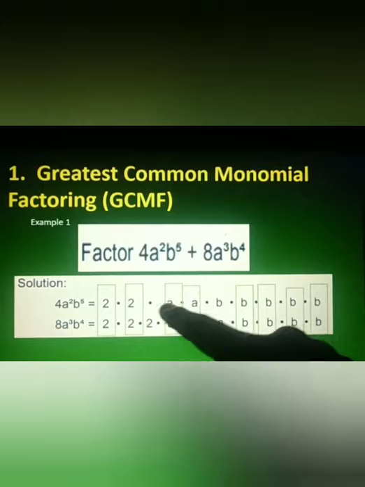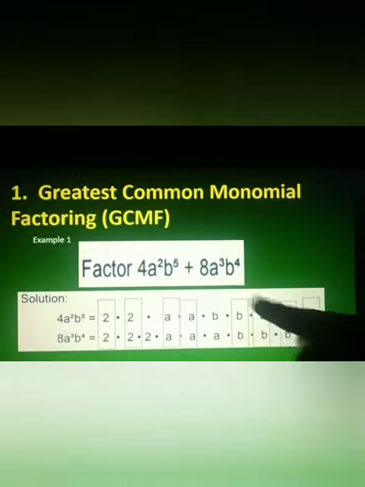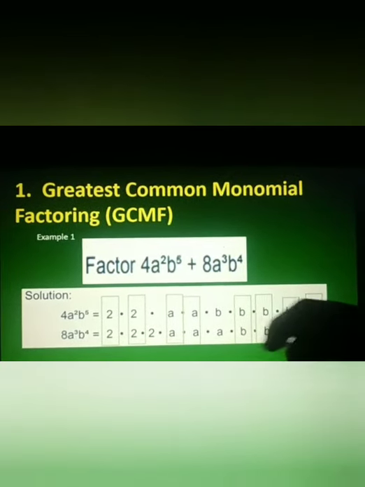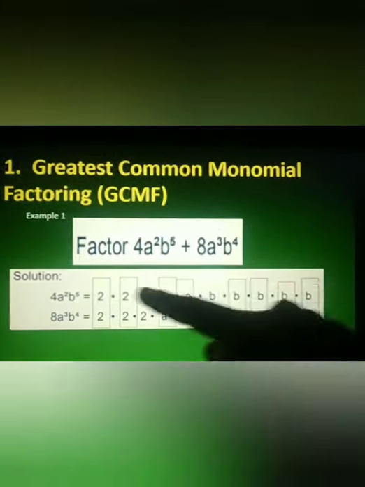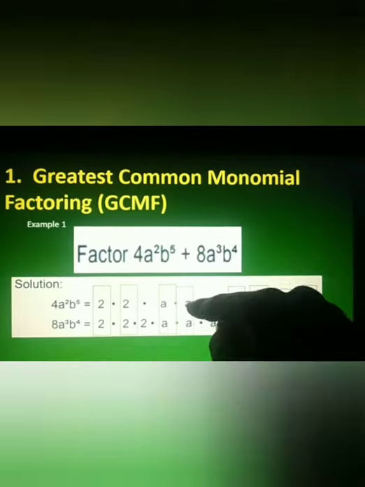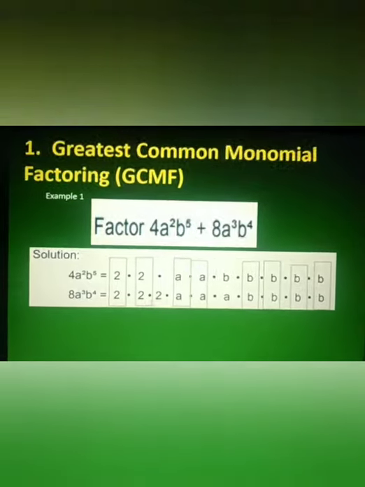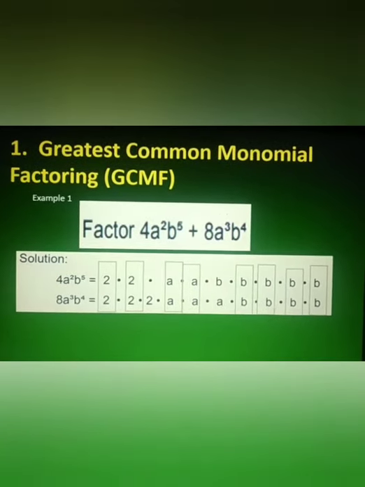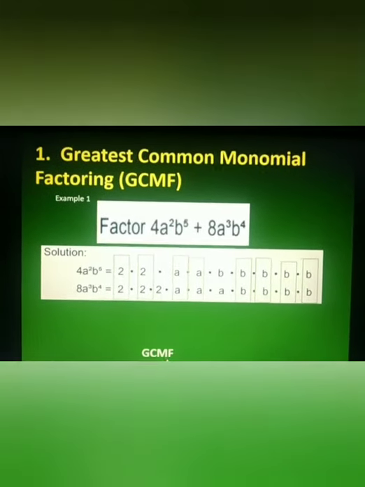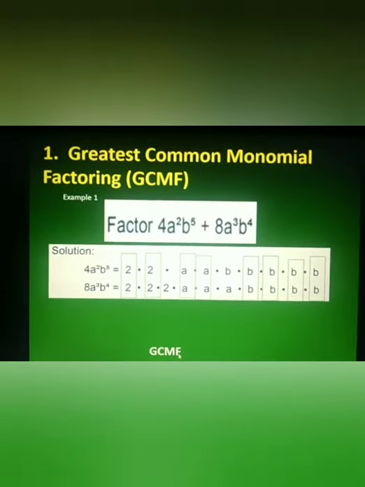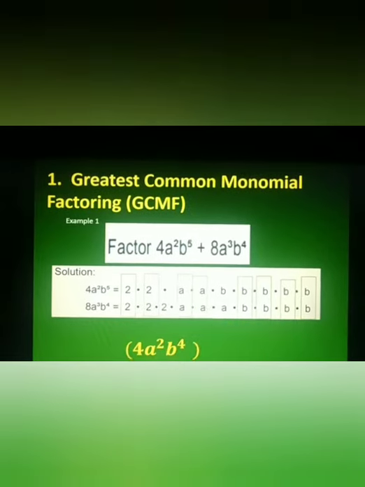So we have two A's in both, a pair. Next, 4 B's, each has a pair, 2, 3, 4. Okay? So first, multiply all the common factors. 2 times 2 is 4, times a squared, and b raised to 4. The same goes below: 2 times 2 is 4 times a squared and then b raised to 4. So what they have in common is what we call the GCMF, the greatest common monomial factor. And our GCMF in this case is 4a squared b raised to 4.